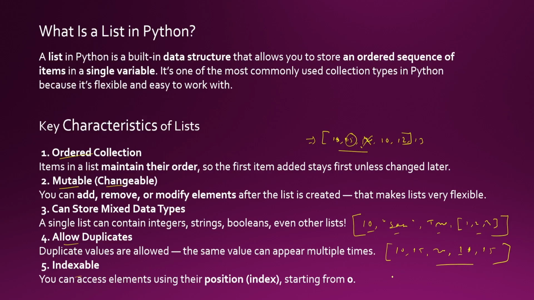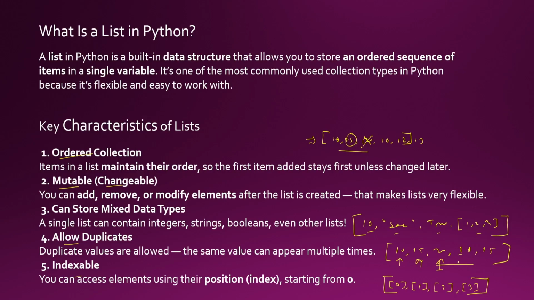Just like string, in this list, this is the position of 0, this is the position of 1, this is the position of 2, index position. Okay. This is the position of 3, like this. So whenever we create any kind of list, this is the index position. We can access them using their index position.